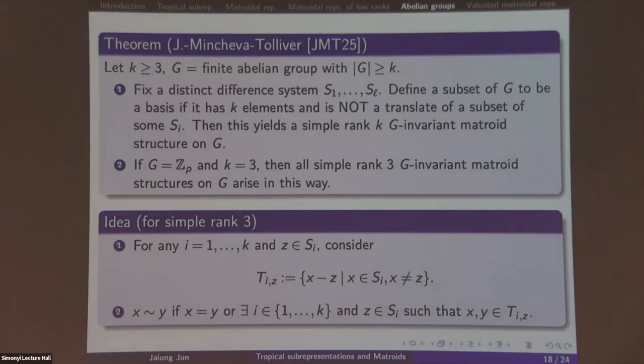This is pretty much the idea that if you have this distinct difference system, then it's going to give you an equivalence relation as in the rank 3 theorem. For any index i and element z in Si, you cook up this set T_iz, which is just a set of differences. Then it gives you an equivalence relation in this way: x and y are equivalent if they are the same or they are in the same T_iz. So if you have a distinct difference system, then you get a rank 3 matroid, and the condition Z_p and rank 3 is needed to make sure that any equivalence relation in the classification theorem arises in this way.